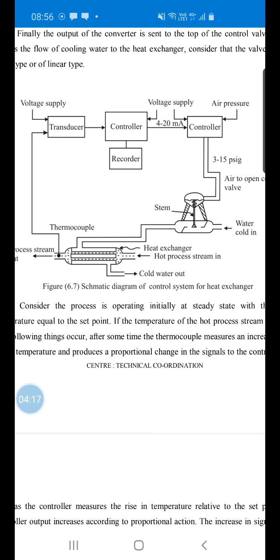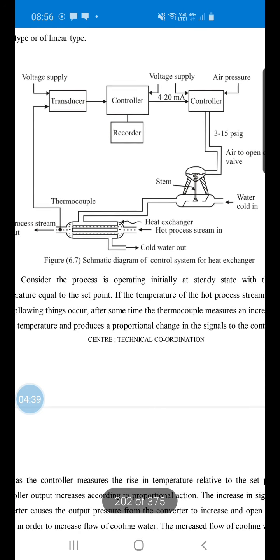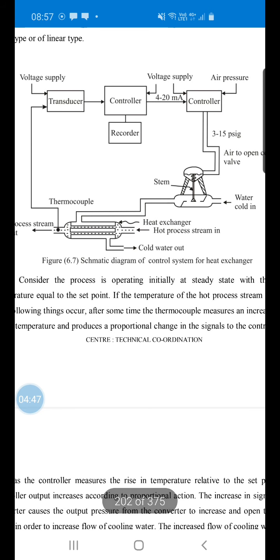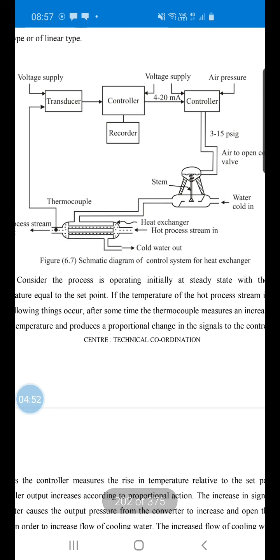Now consider how this process will be carried out. Consider initially the process is at steady state. The outlet temperature is equal to the set point. If the temperature of the hot process stream increases, what sequence will occur? The outlet temperature produces a proportional change in the signal to the controller. As soon as the controller measures this rise in temperature relative to the set point, the controller output increases according to a proportional action, because this is a proportional controller.